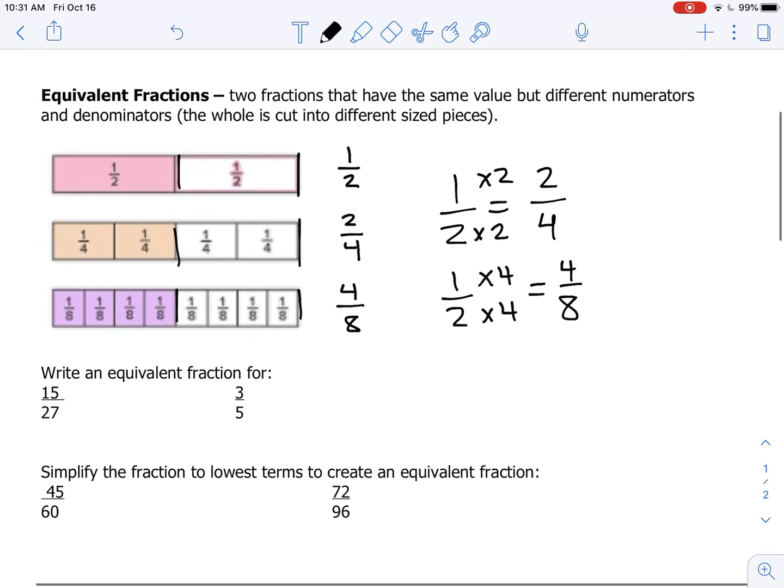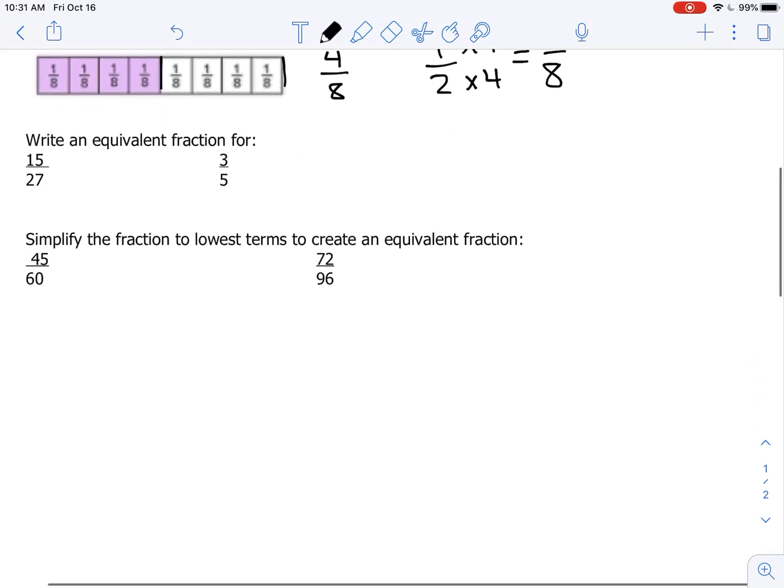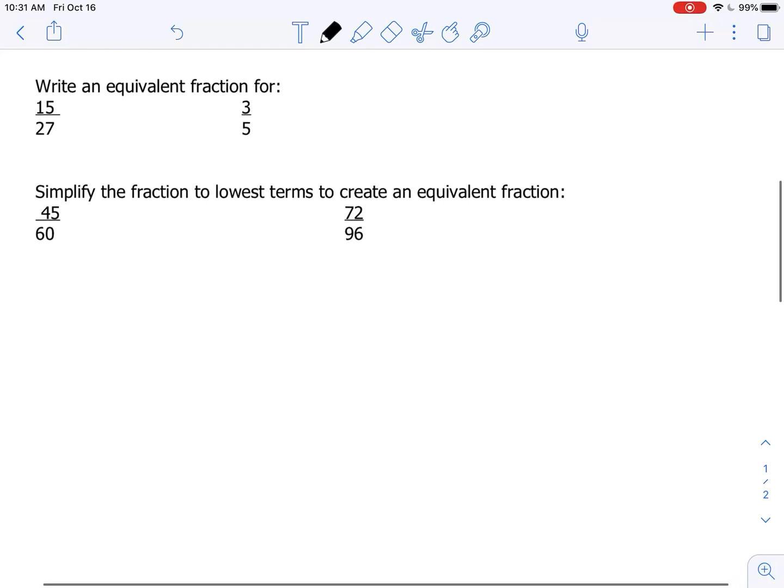All right, so this I'm sure is a review for you, but it is necessary for the 6th grade standard of dividing with fractions and mixed numbers, and we always want our fractions to be in lowest terms. So equivalent fractions we need to know about to do that.